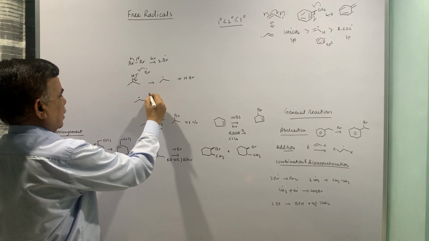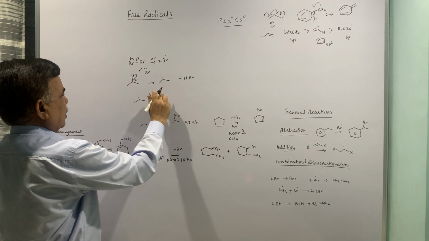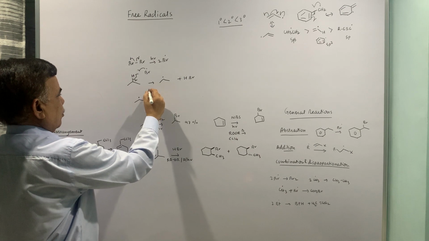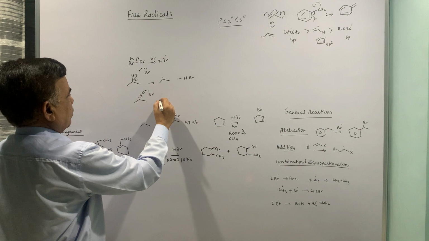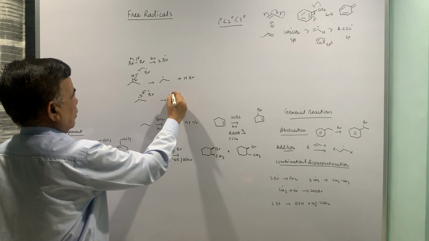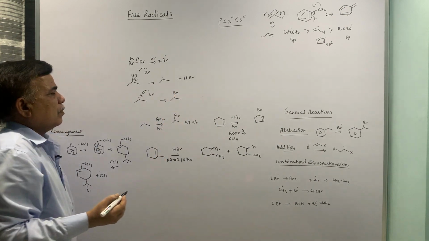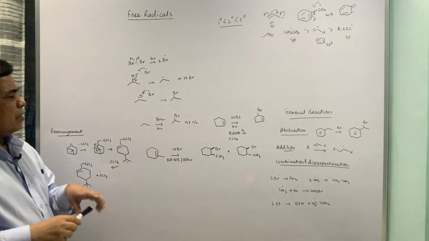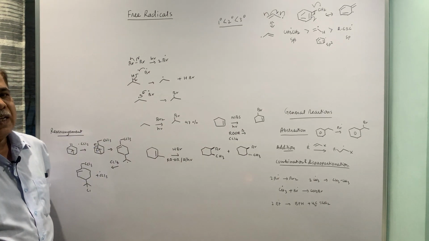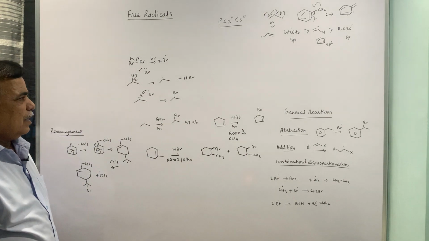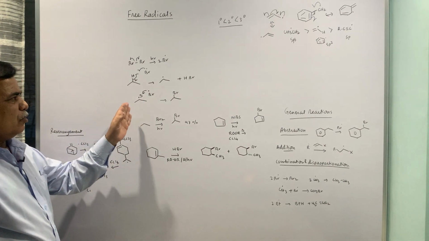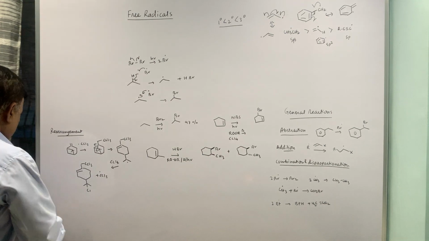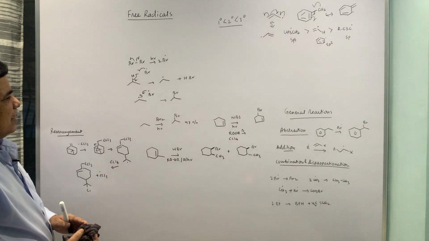This radical interacts with your Br radical and it will form... So proton abstraction is a must, because this proton can give rise to a secondary radical, the other 2 protons can give rise to primary. So secondary is more stable. So that is how the proton abstraction step is vital here.